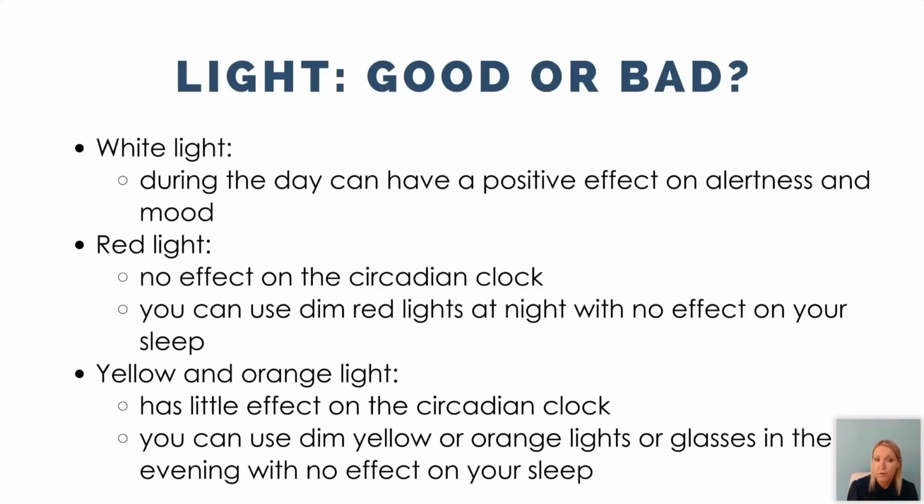Red light has no effect on the circadian clock, so you can use dim red light at night with no effect on your sleep. So these will be the night lights that you want to use, would be red. Okay. Yellow and orange lights have little effect on the circadian clock, and you can use dim yellow or orange lights or the sunglasses in the evening with no effect on your sleep.